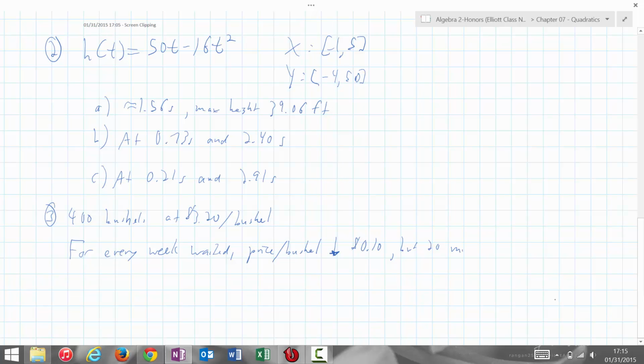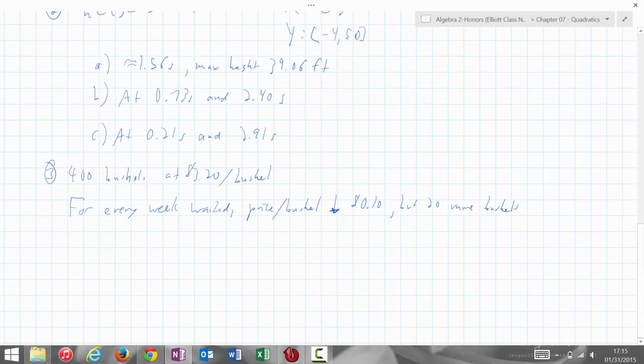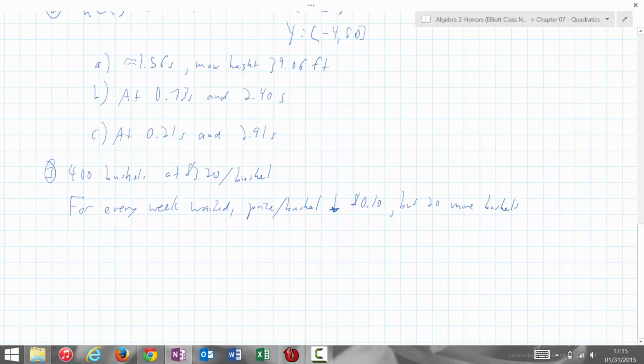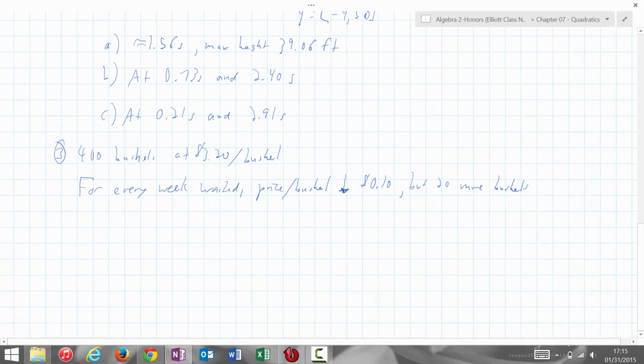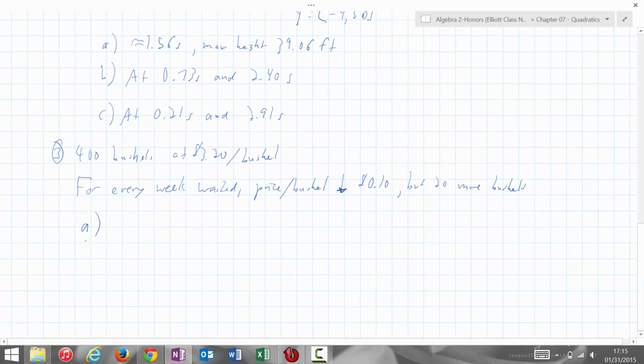but 20 more bushels. This is a very common type of problem where you have a choice to make. You know, how long does she wait? She can get more bushels, but the cost is going to drop. So when does she just cut, stale, and sell? A says let W equal number of weeks after, well, the present, after now.